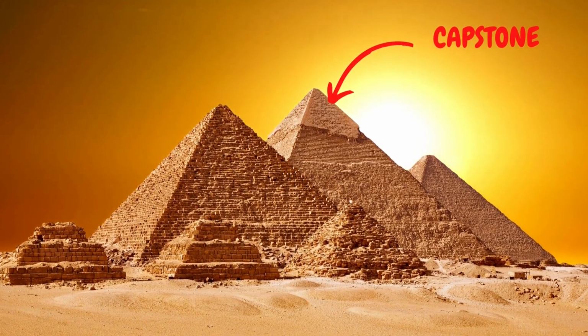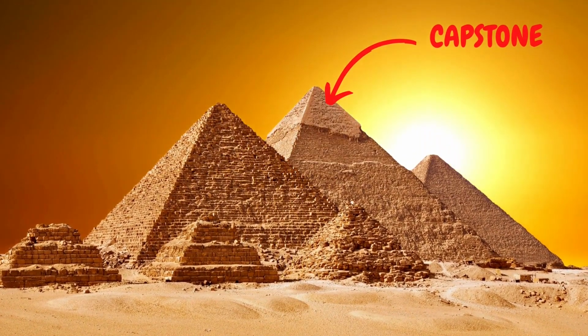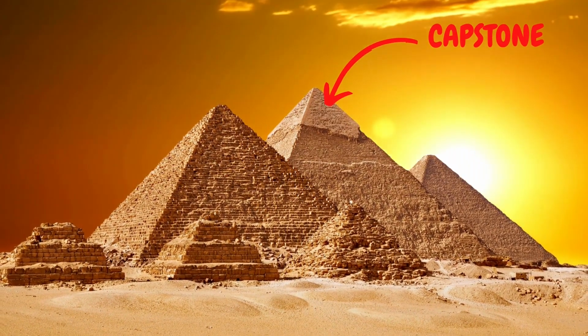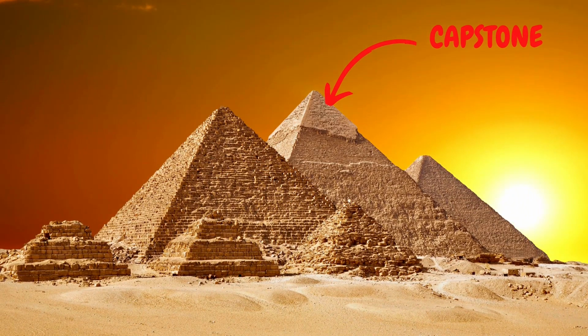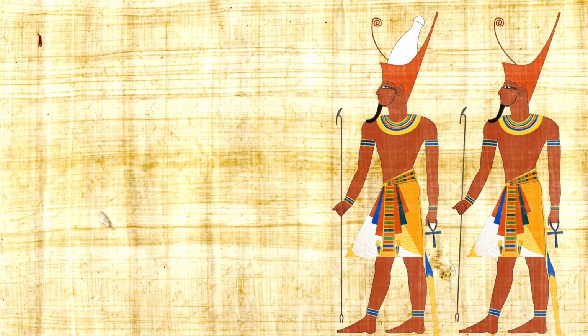Once the casing was complete, the pyramid was almost finished. The final step was to add the capstone, which was made of granite and was placed at the very top of the pyramid. This completed the pyramid and was a symbol of the pharaoh's power and divine status.